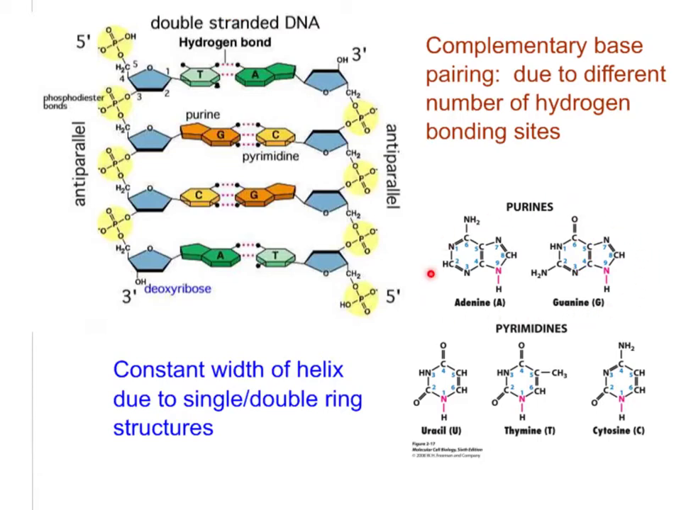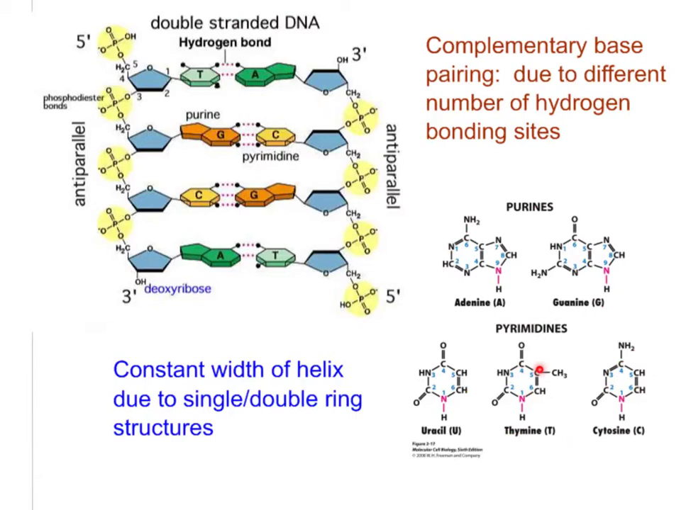A and G, we call them purines. They have double ring structures. Okay, they're wider molecules. The C and the T, cytosine and thymine, and also the uracil, if you'll remember from the RNA molecule, are pyrimidines. They have only one ring, so they're narrower. And they also have different numbers of sites for hydrogen bonding to take place.